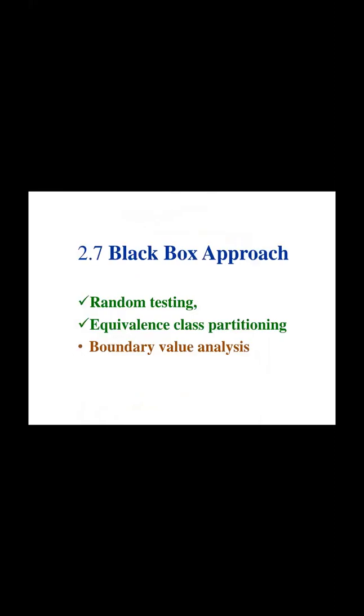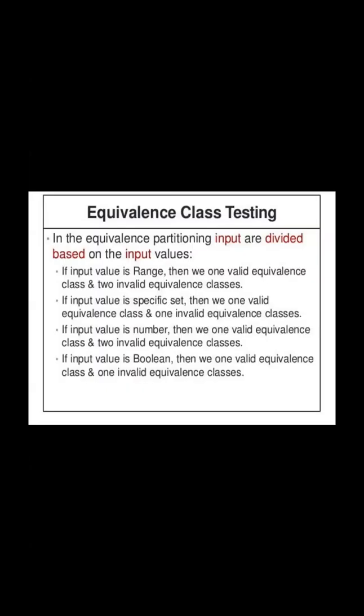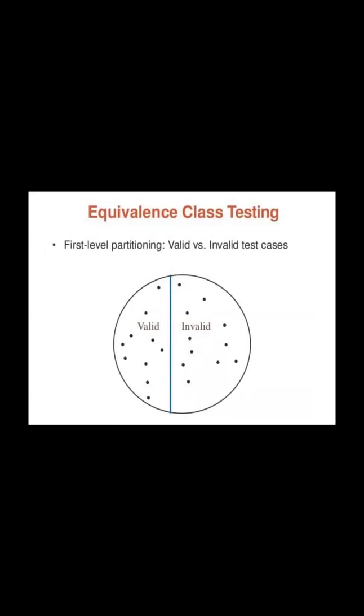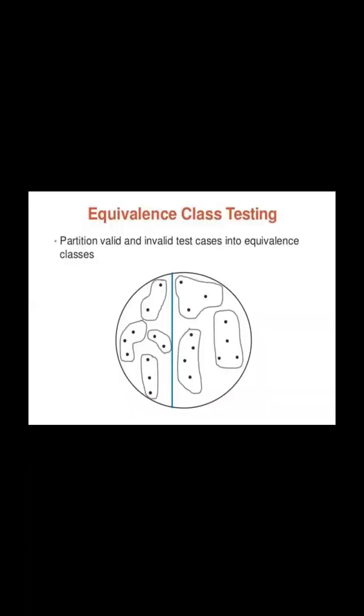Then we started with the black box approach. The second concept is called equivalence class partitioning. In equivalence class partitioning, we discussed what it is and its definition. Here we will divide the testing into two, creating valid test cases and invalid test cases. Based on the valid and invalid test cases, we'll create the equivalence classes.